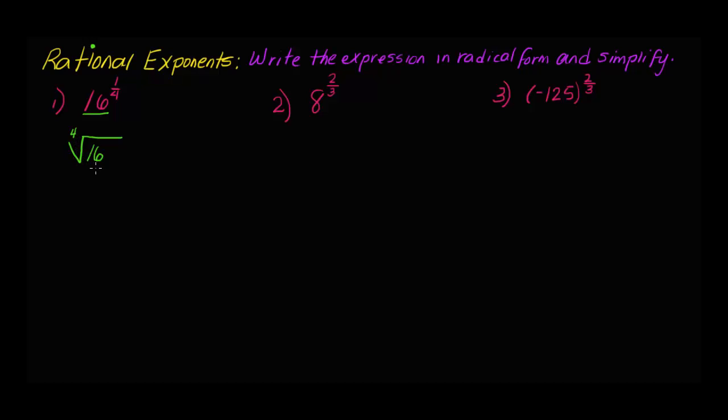What is the fourth root of 16? What this is asking you is, what number do I multiply by itself 4 times and get 16? Well, the number is 2. How do I know? Because 2 times 2 times 2 times 2 is 16. And there I have simplified the rational exponent expression. Let's go to example 2.